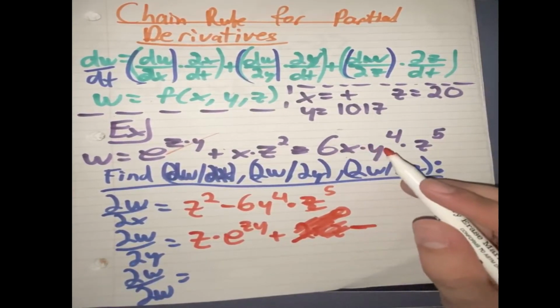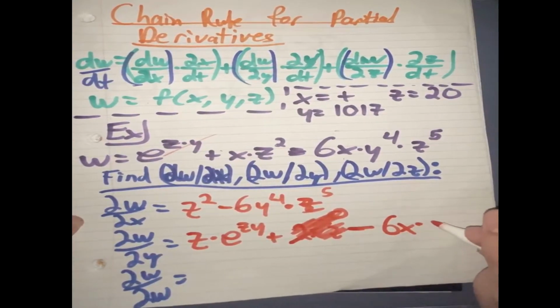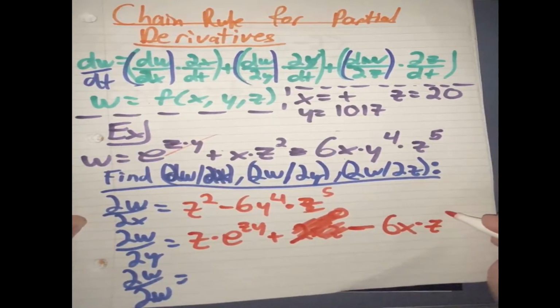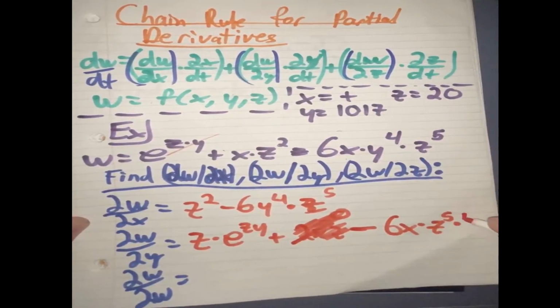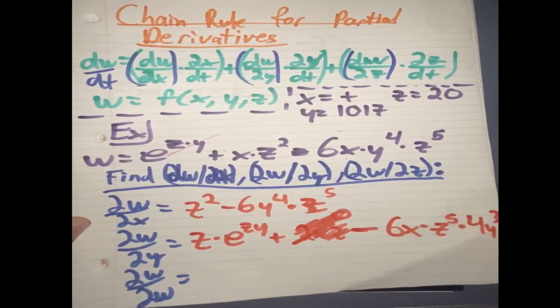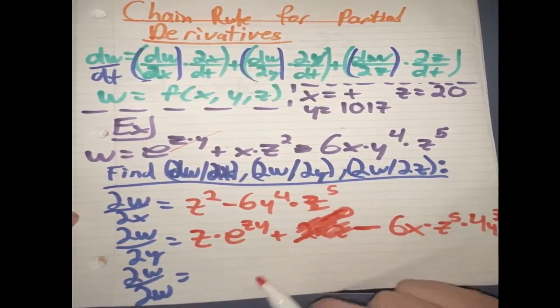So minus 6x times y to the fourth times z to the fifth, so we get 6x times z to the fifth times the derivative of this would be 4y cubed. So now, right here, yeah, ignore that.